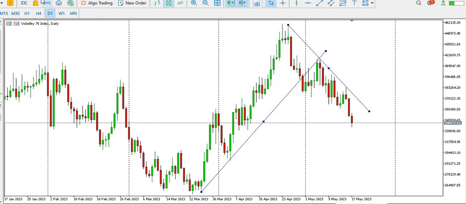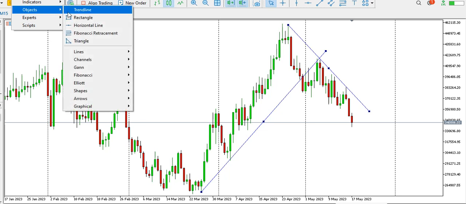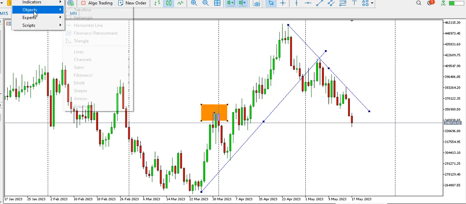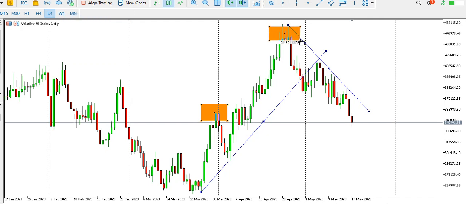Okay, we might take this as our left shoulder in a head and shoulder pattern. You can take this as our head, and then you can take this as the right shoulder. So price is going down. Okay, we can take this as the neckline. You can take this as the neckline.